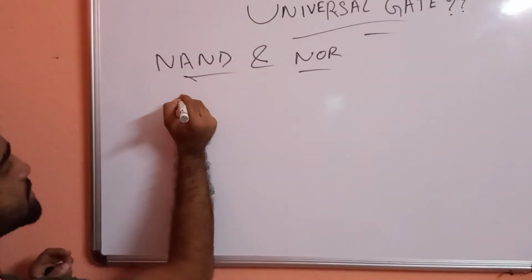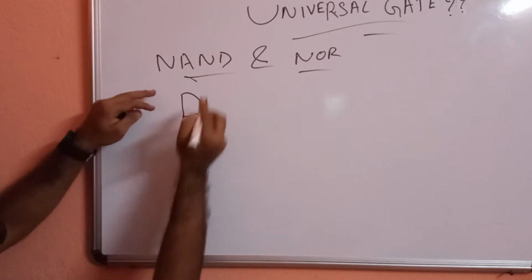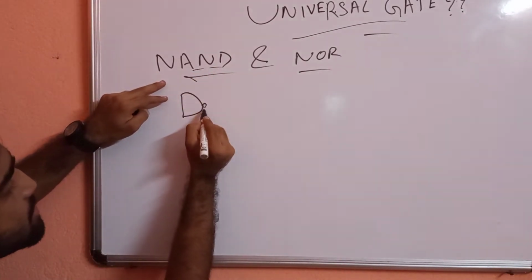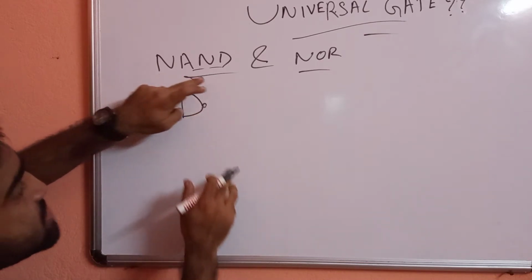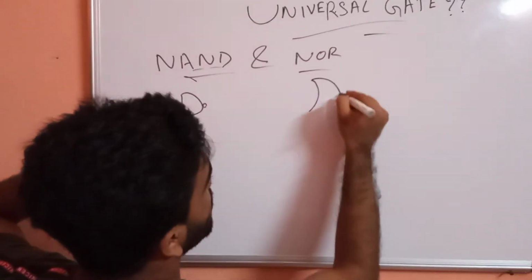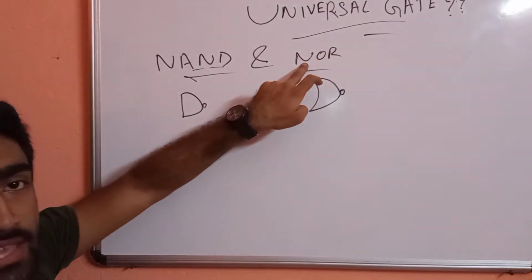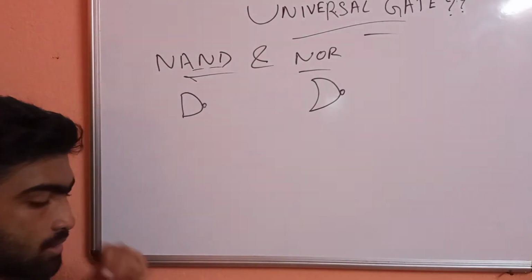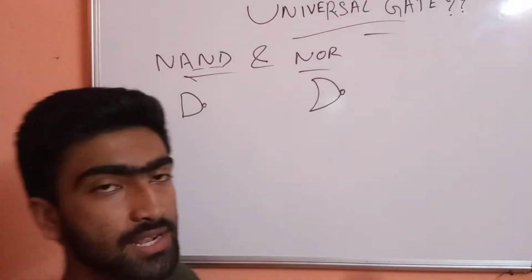How is NAND represented? NAND is represented quite like this. First AND, and the bubble in front of AND is negation. Negation of AND is NAND. Similarly, NOR is the negation of OR. So NAND and NOR are universal gates.